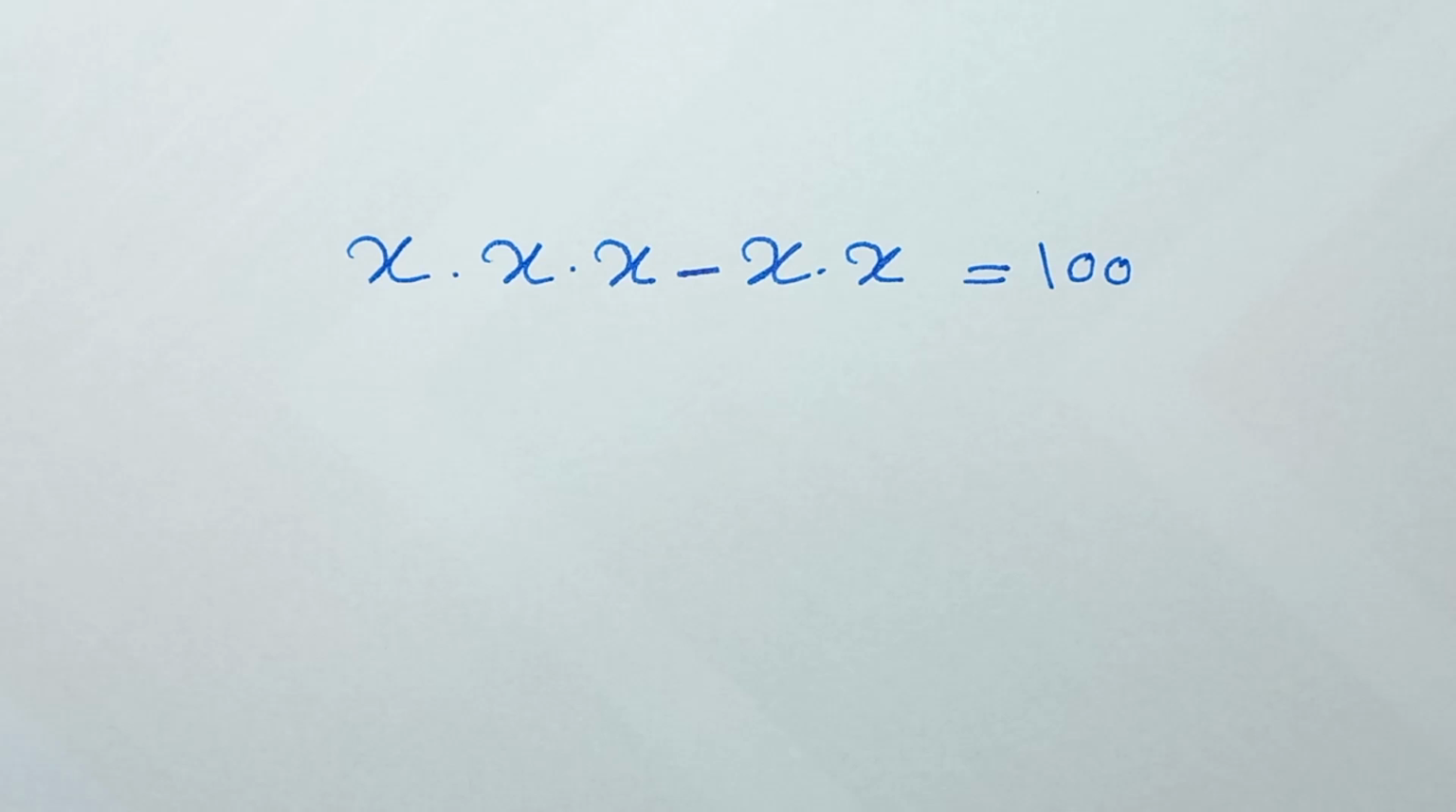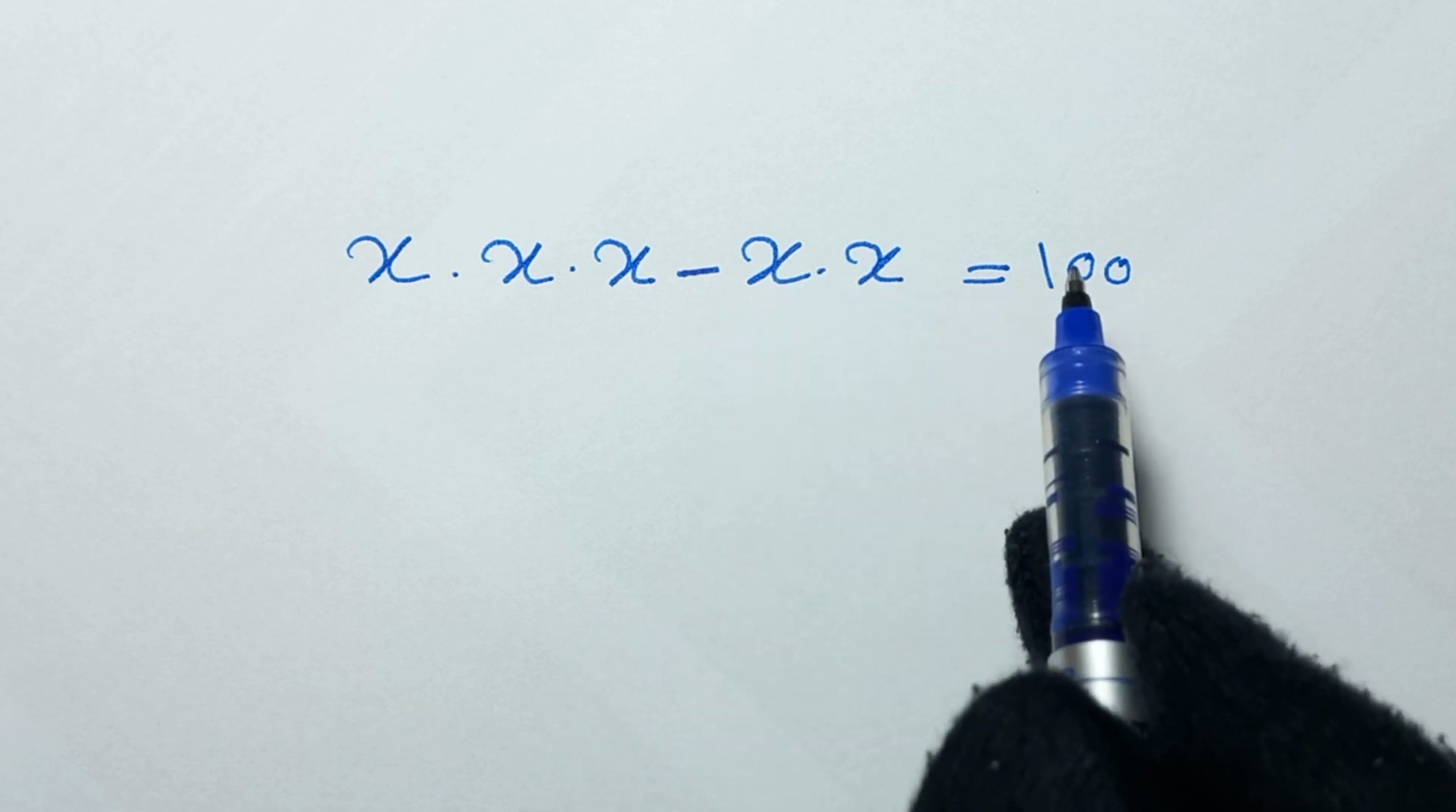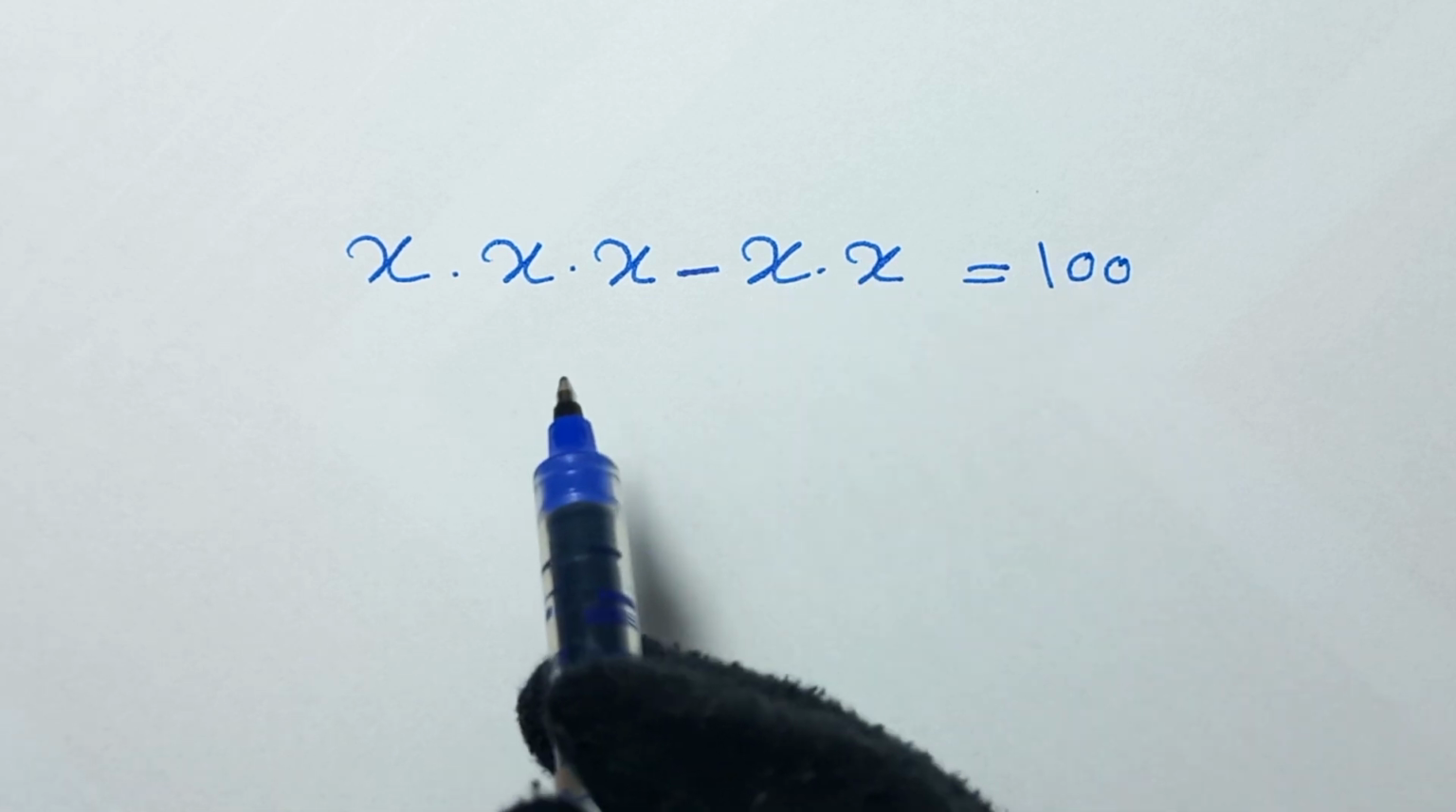Hello my friends, and welcome to solve this math problem, which is x times x times x minus x times x is equal to 100. Find the values of x.